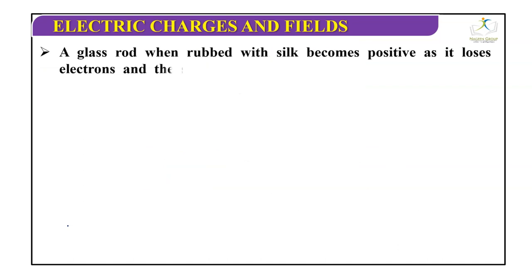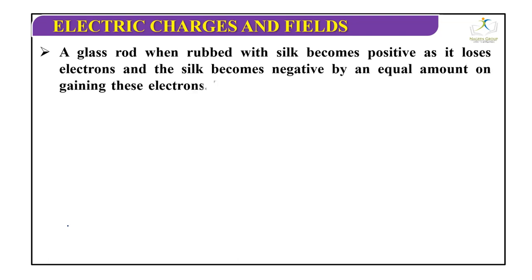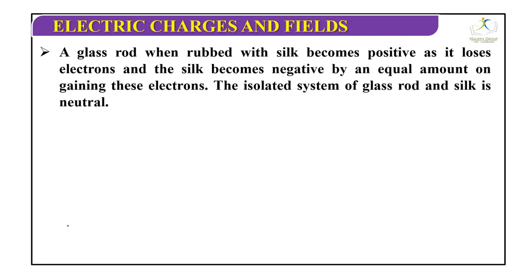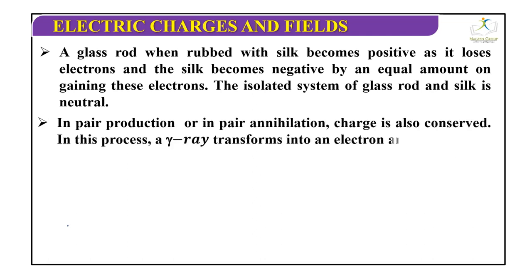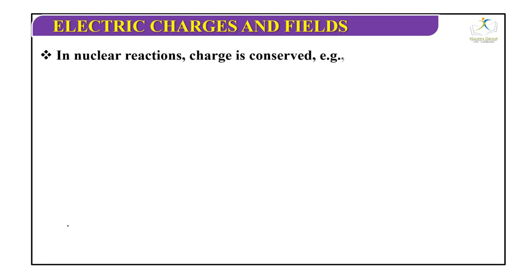If I take another example, a glass rod rubbed with silk becomes positive because it loses some electrons, and the silk becomes negative because it gains the electrons lost by the glass. The isolated system of glass rod and silk is neutral. In pair production or pair annihilation, charge is also conserved. In this process a gamma ray transforms into an electron and a positron. So in nuclear reactions, charge is conserved.